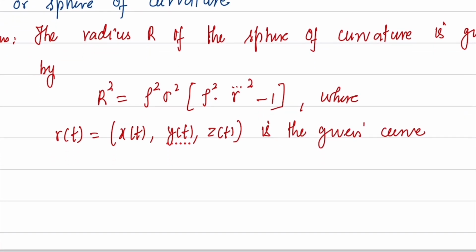So the parameters involved in finding the radius of the sphere of curvature are rho, the radius of curvature, which is equal to 1 divided by kappa, and sigma, the radius of torsion, which is equal to 1 divided by tau. And similarly, the third derivative of the given curve, whole square, minus 1.